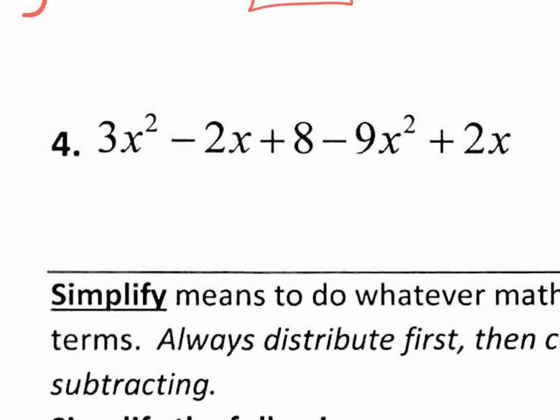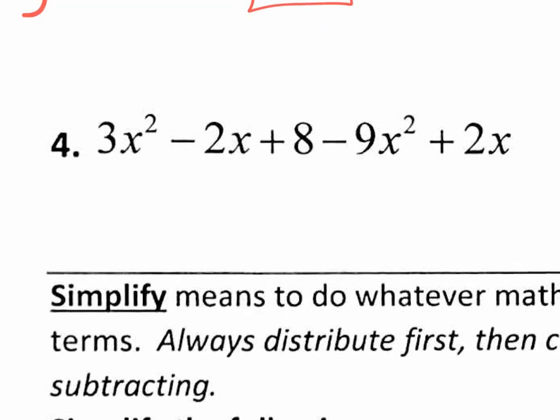Number 4, what could I combine? Always start with your highest exponent term. 3x squared, I could combine that with what? Negative 9x squared. And if I have 3 and I owe 9, how do I end up?